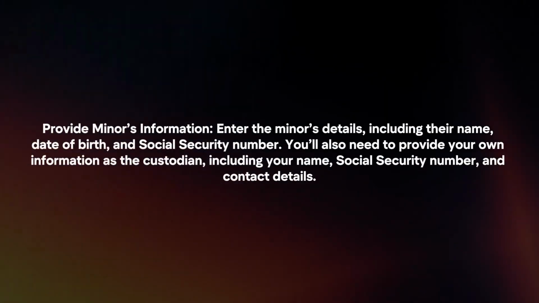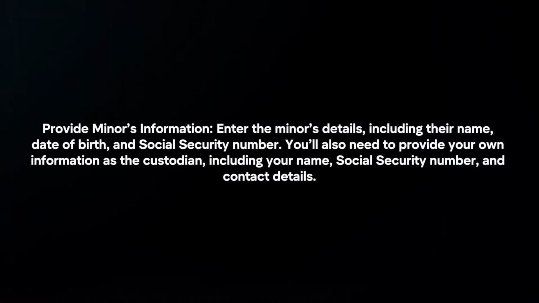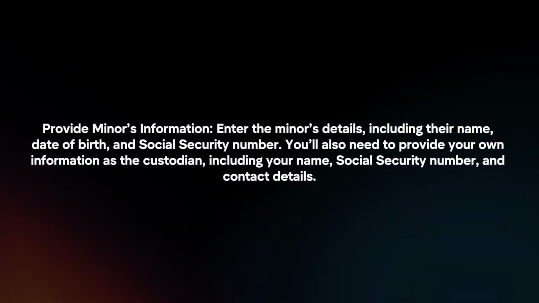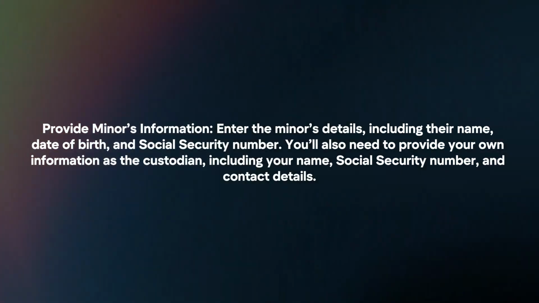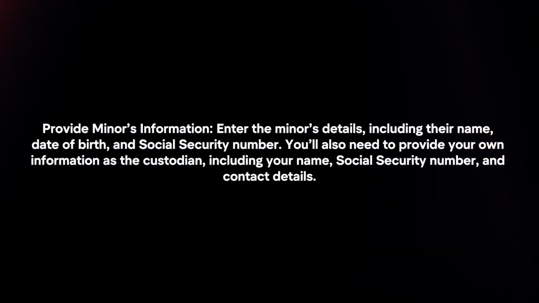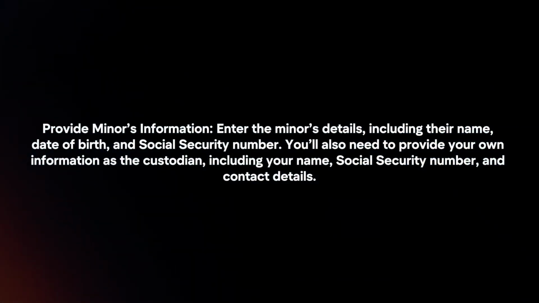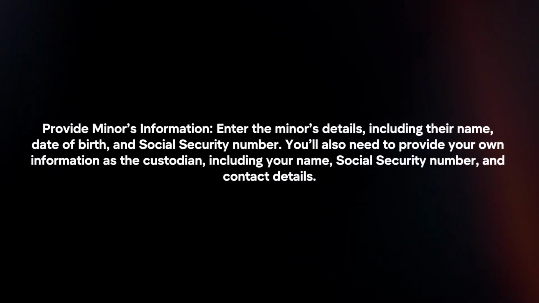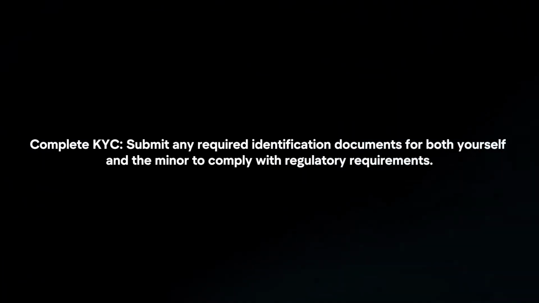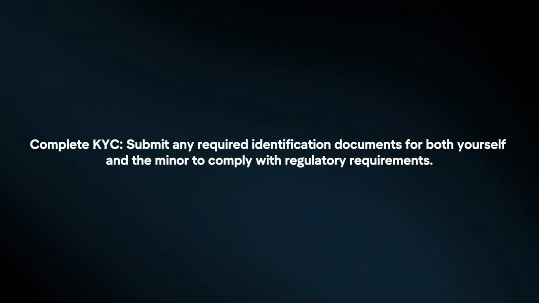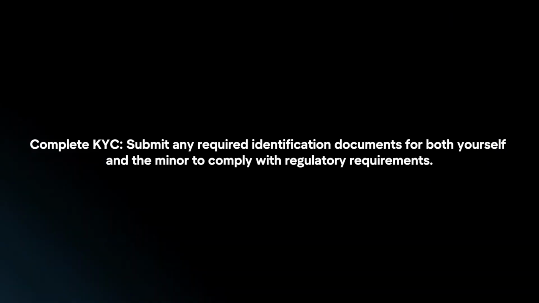Provide minor's information. Enter the minor's details, including their name, date of birth, and social security number. You will also need to provide your own information as the custodian, including your name, social security number, and contact details. Complete KYC. Submit any required identification documents for both yourself and the minor to comply with regulatory requirements.